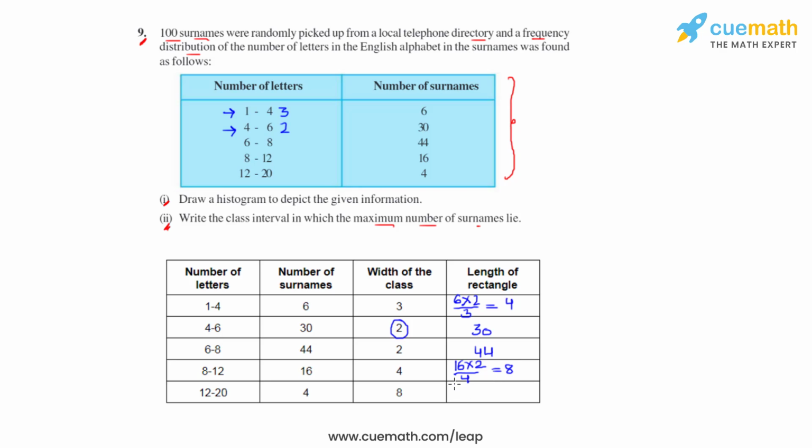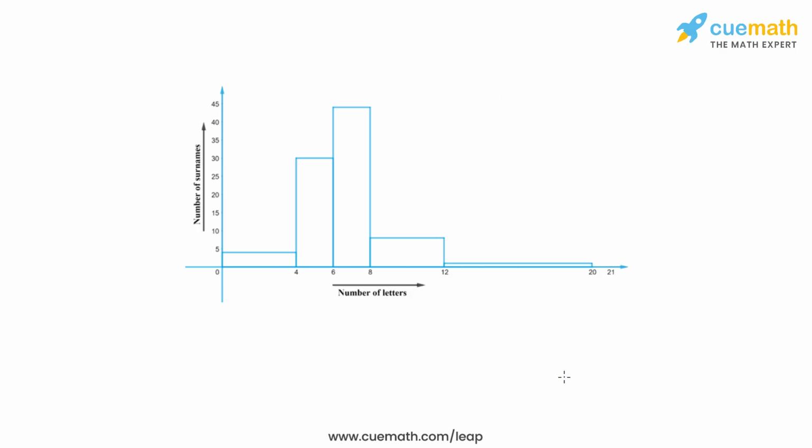For the last one, we will again do the same thing. 4 times 2 and whole divided by 8. So that gives us the adjusted frequency to be 1. Now with these adjusted frequencies, we will draw a histogram. And the histogram looks like this.